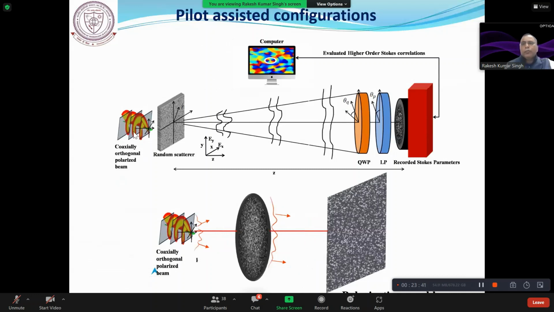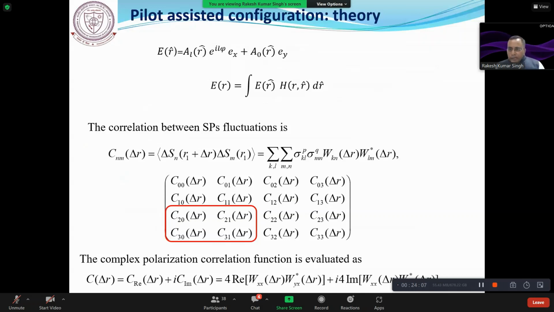It's just like a polarization encoding: you are writing information in one polarization component, and the other polarization component works just like a pilot. So it's a pilot-assisted approach, and then you send the entire beam, the entire light encoded with information, through the random scattering medium, and then you record the Stokes parameters. Once you have the Stokes parameters, you do the correlation of the Stokes parameters. A Stokes parameter set is like a column vector having 4 elements, and if you do the correlation of the Stokes parameters, you will have a 4x4 matrix.